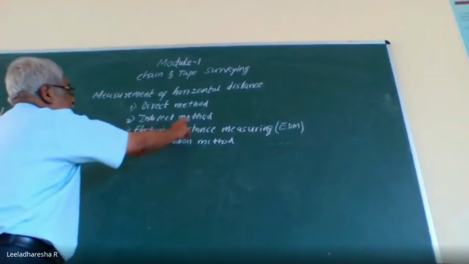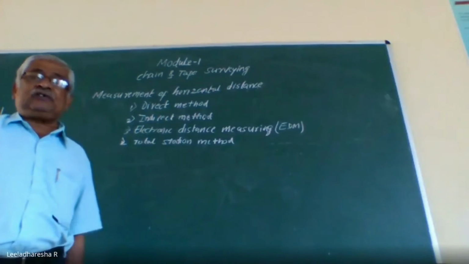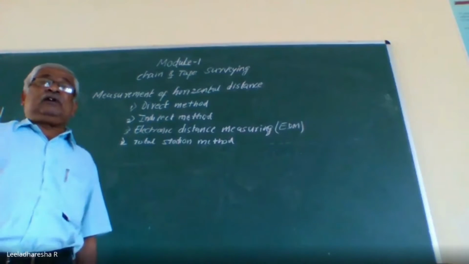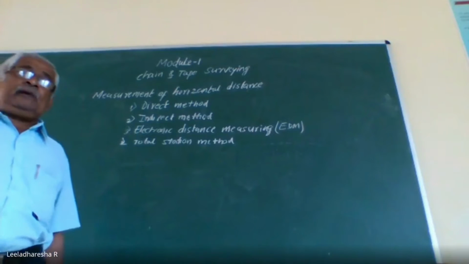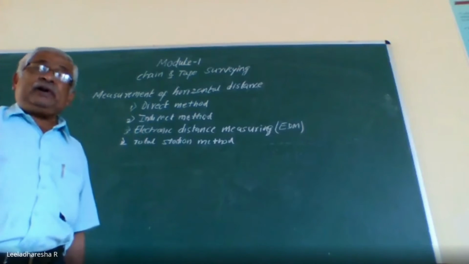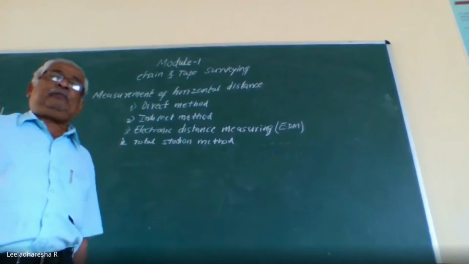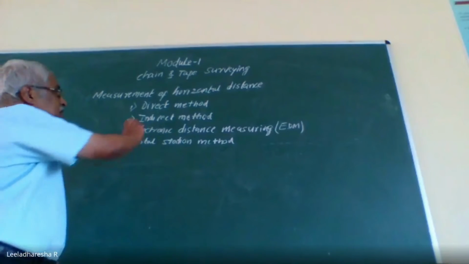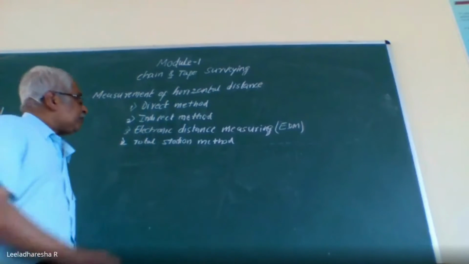And there are some indirect methods, as I told you. We can use certain mathematical relations like Pythagoras theorem and trigonometric relations like sine of theta is equal to opposite side by hypotenuse. So like that, we have various formulas which we can adopt and we can determine the distance. Such methods we call them as indirect method.